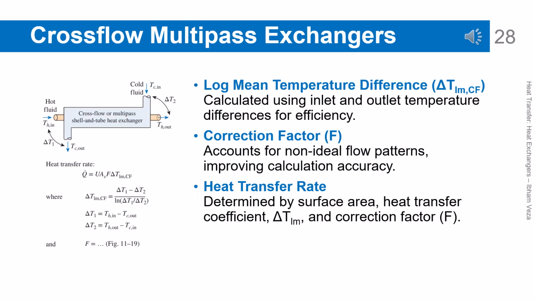Heat transfer in cross-flow multi-pass exchangers. For heat exchangers that are not purely parallel or counterflow, the LMTD concept with a correction factor F is used. The LMTD value is calculated from the inlet and outlet temperature differences of both fluids. The correction factor accounts for deviations from ideal flow patterns. The heat transfer rate is determined by U, A, F, and delta T_LM. This approach is very important for analyzing shell and tube and cross-flow heat exchangers.